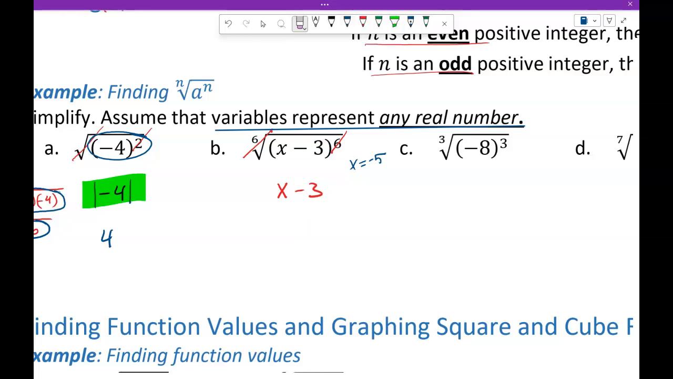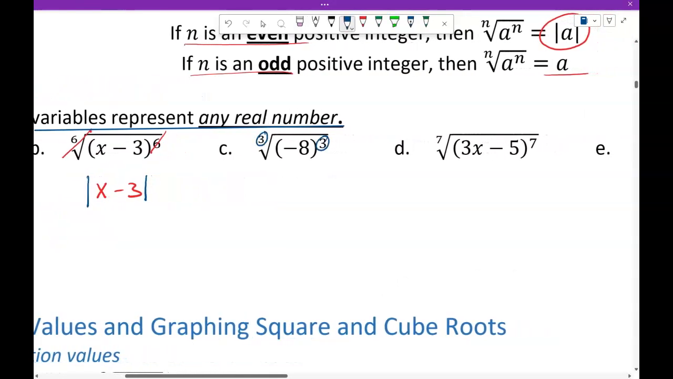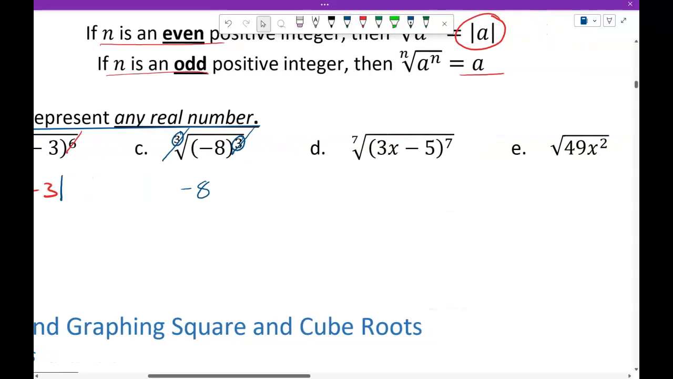And so since x can represent any real number, we have to put it in absolute value and leave it in absolute value so that if x is something like -5, then when we evaluate, we end up with a positive solution. We have to make sure that we consider the fact that that variable is still part of the expression. Now here our index and our exponents are odd, so you can cancel them out and we can have a negative solution on an odd index. So we don't need absolute value. Same with the 7th root and the expression to the 7th power. We have 3x minus 5, no need for absolute value.